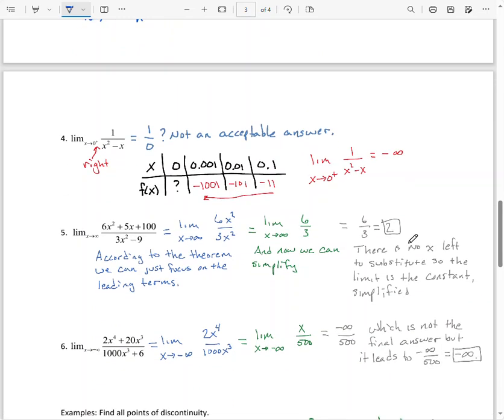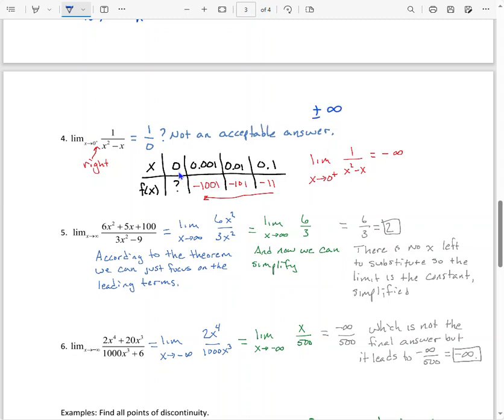So in number 4, I'm looking at the limit as x approaches 0 from the right. Only from the right. I can't put in 0. 1 over 0 is not an acceptable answer, right? A number over 0. I know that this is going to plus or minus infinity. I need to know which one.